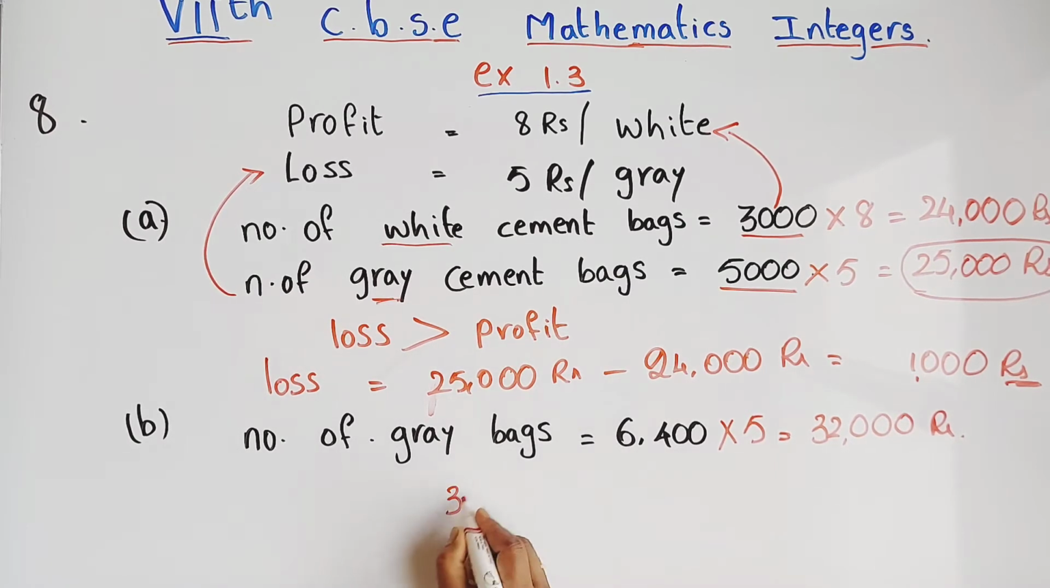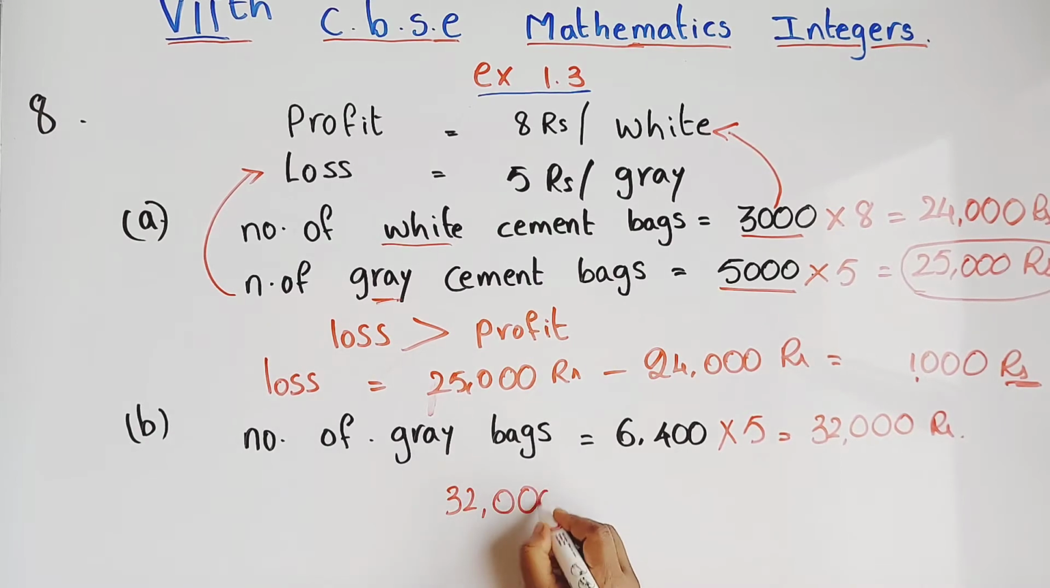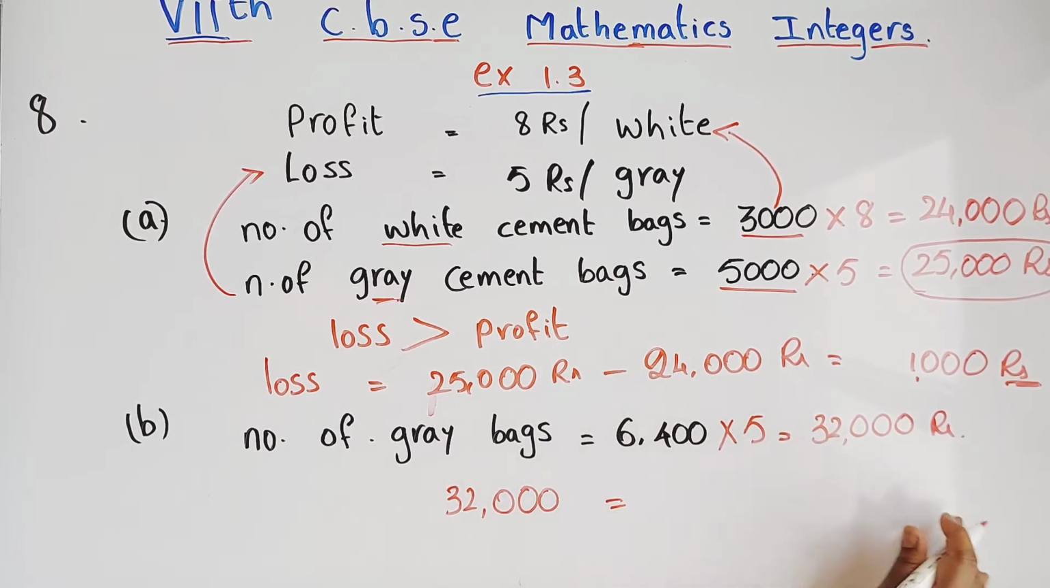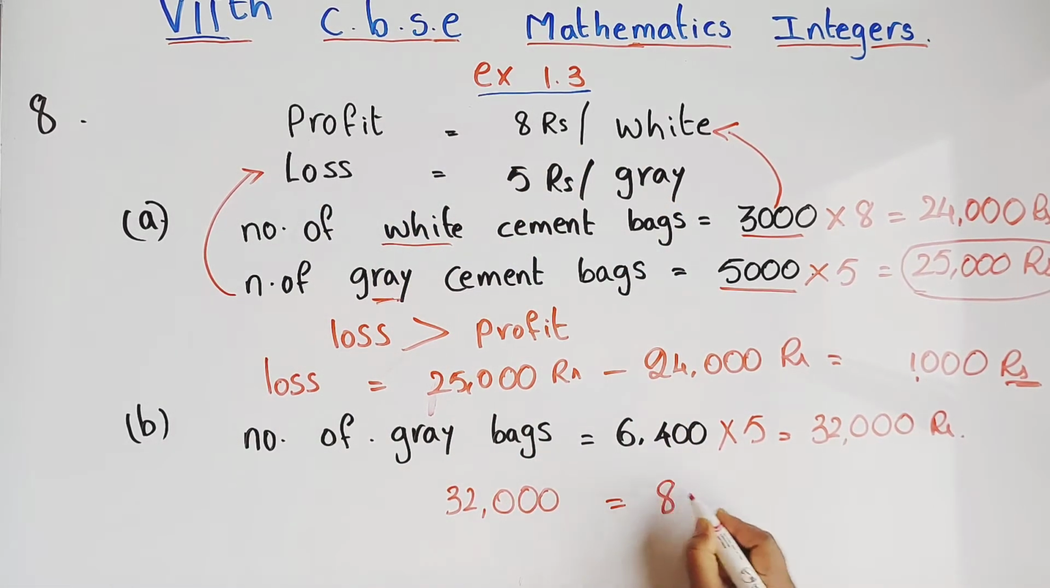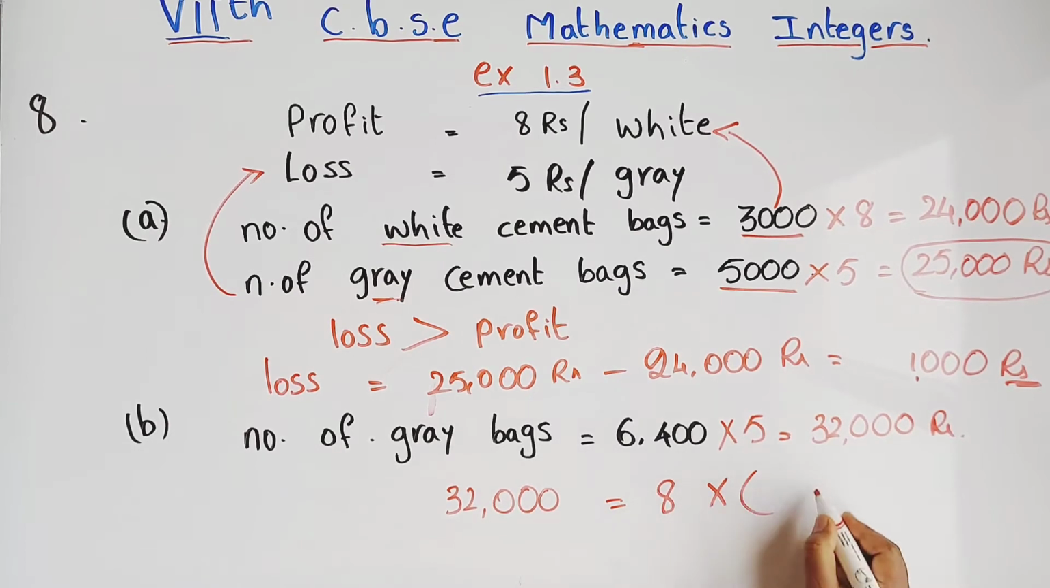So, 32,000 only we know. Grey cement bags cost. White cement bags, what is that? It is one packet 8 rupees profit. So, 8 into, we don't know how many number they sold, white cement bags.